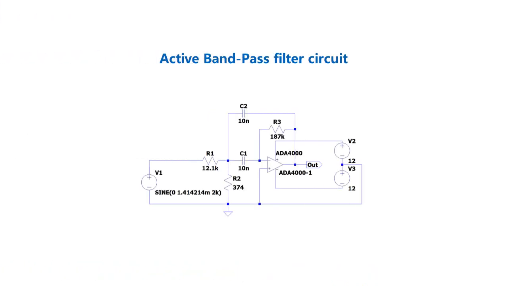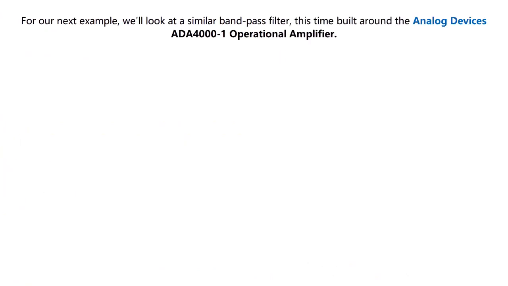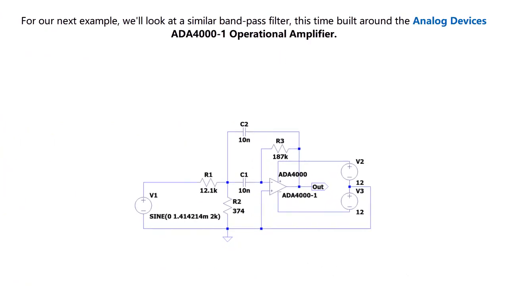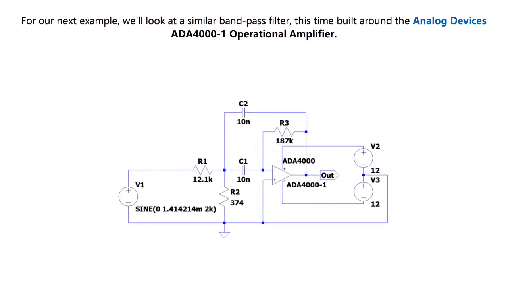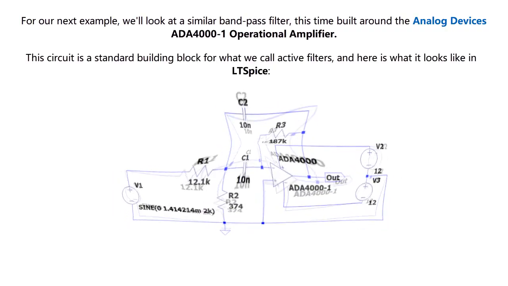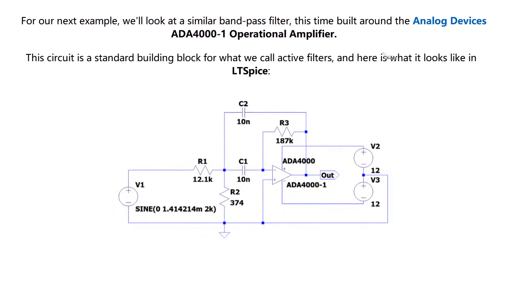Active Band Pass Filter Circuit. For our next example, we'll look at a similar band pass filter, this time built around the Analog Devices ADA4000-1 operational amplifier. This circuit is a standard building block for what we call active filters. And here is what it looks like in LTspice.